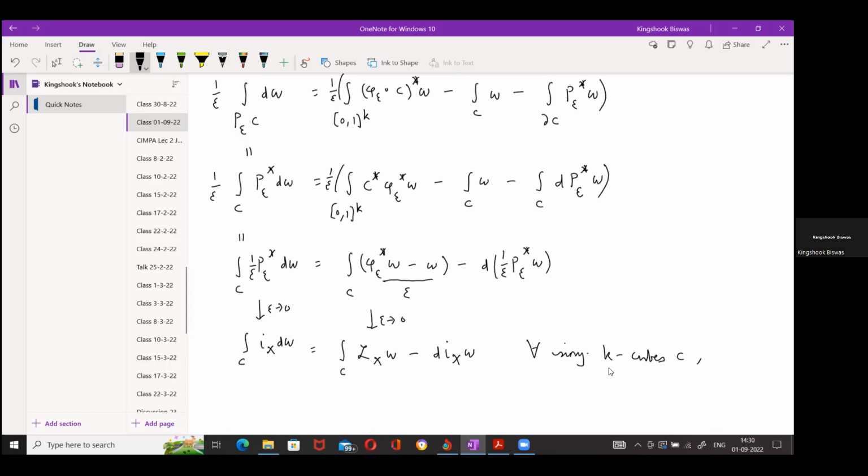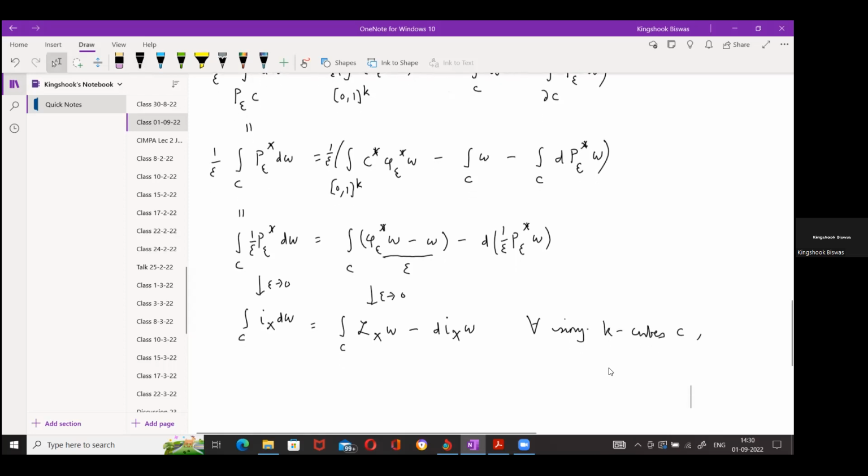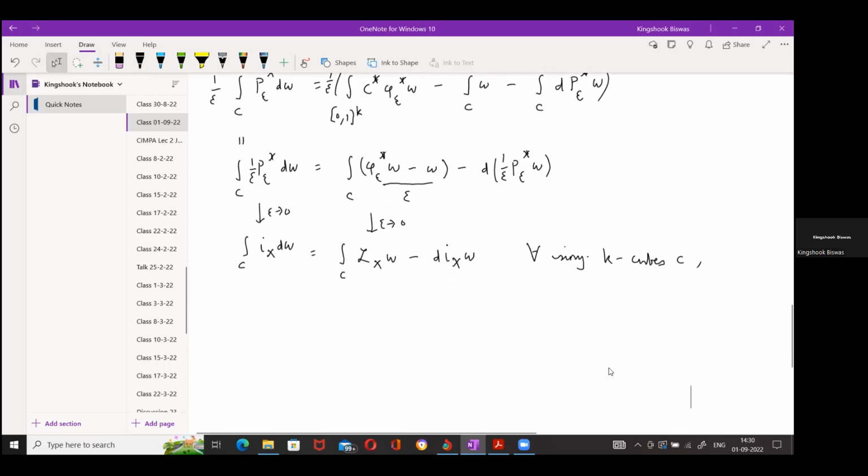So we know that two forms are equal if and only if their integrals over all singular k cubes are equal, right? So therefore, this implies that Ix d omega is equal to Lx omega minus d of Ix omega. Okay, so this is Cartan's formula if you take this d Ix omega to the other side.